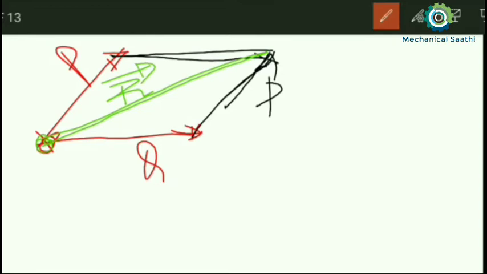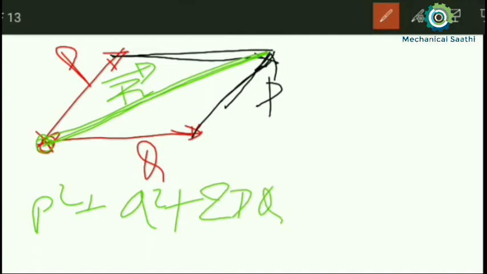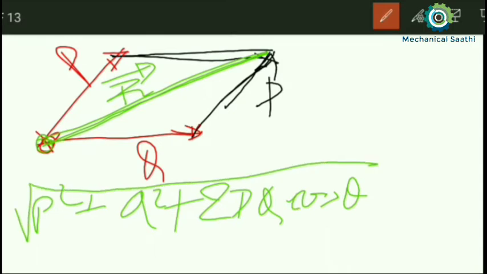So this is the parallelogram law, and the magnitude of R we can find using the formula. That will be equal to the square root of P square plus Q square plus 2PQ cos theta. This was the formula we have already derived, where theta is the angle between these two forces.